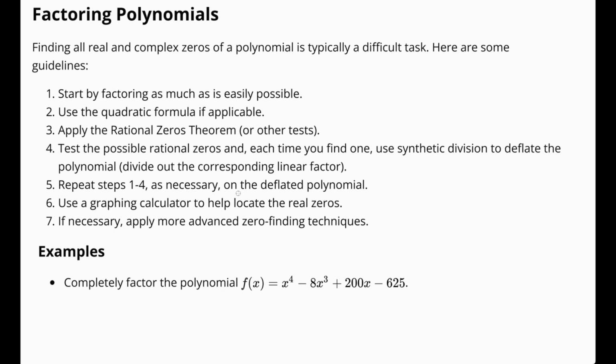All right, last but not least, factoring polynomials. So it's similar to what we were just talking about a second ago. There's a bunch of steps that you can follow here, like start by factoring as much as you possibly can, so it's as easy as possible. Use quadratic formula if applicable, so we might run into a thing where we have to use quadratic formula. We're going to use the rational zeros theorem. We're going to test the possible zeros, just like with our calculator like we did before, to try to break down or deflate that polynomial as much as possible. And then we're going to repeat that until we get to a quadratic or a linear polynomial, and then we have all of our factors and we should be good to go.